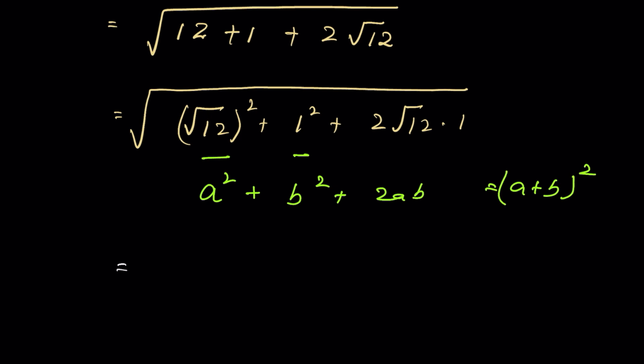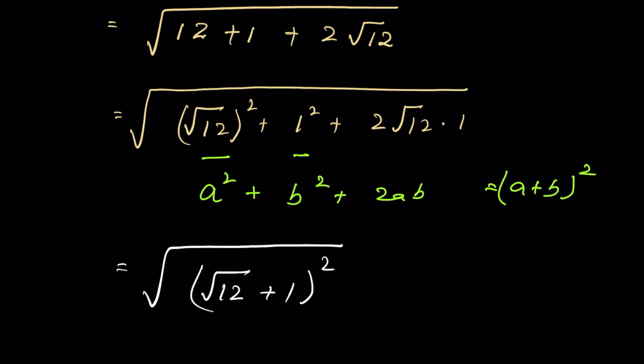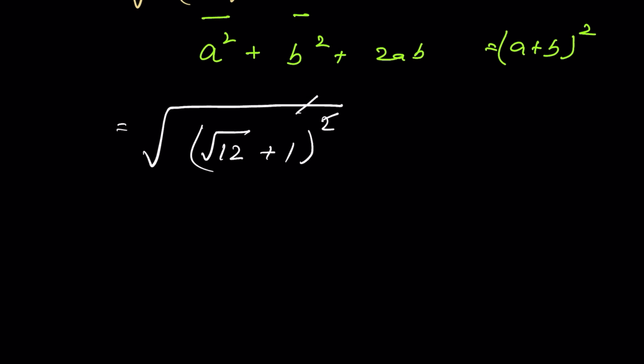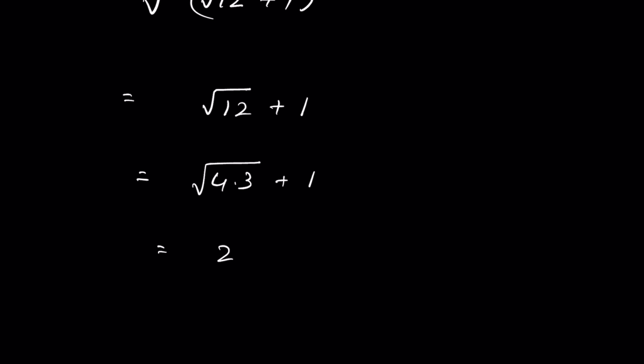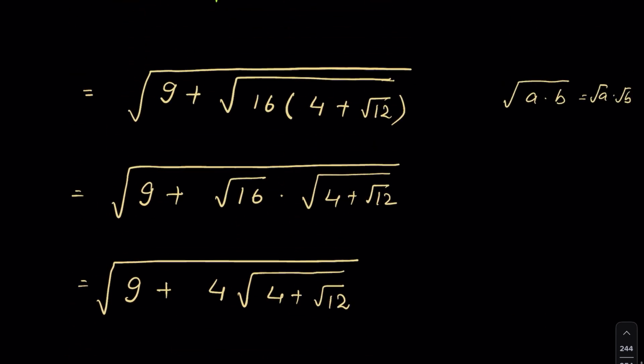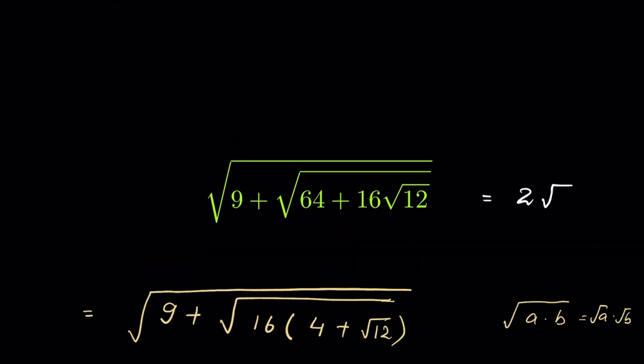So this we can write square root of 12 plus 1 whole square under square root. Now we can remove the square root with this square. So it is square root of 12 plus 1. Square root of 12 is 4 times 3 under square root plus 1, or it is equal to 2 times square root of 3 plus 1. So this is our answer. So this is equal to 2 times square root of 3 plus 1.